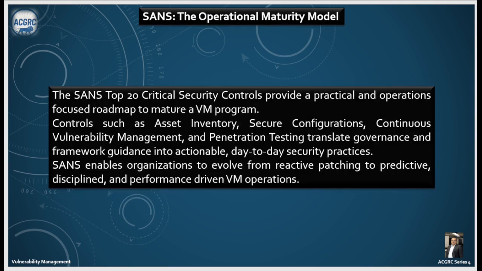When you look at it from the SANS perspective, the SANS top 20 critical security controls provide a practical and operations-focused roadmap to mature a VM program. Controls such as asset inventory, secure configuration, continuous vulnerability management, and penetration testing translate governance and framework guidelines into actionable day-to-day security practice. SANS enables organizations to evolve from reactive patching to predictive, disciplined, and performance-driven VM operations.